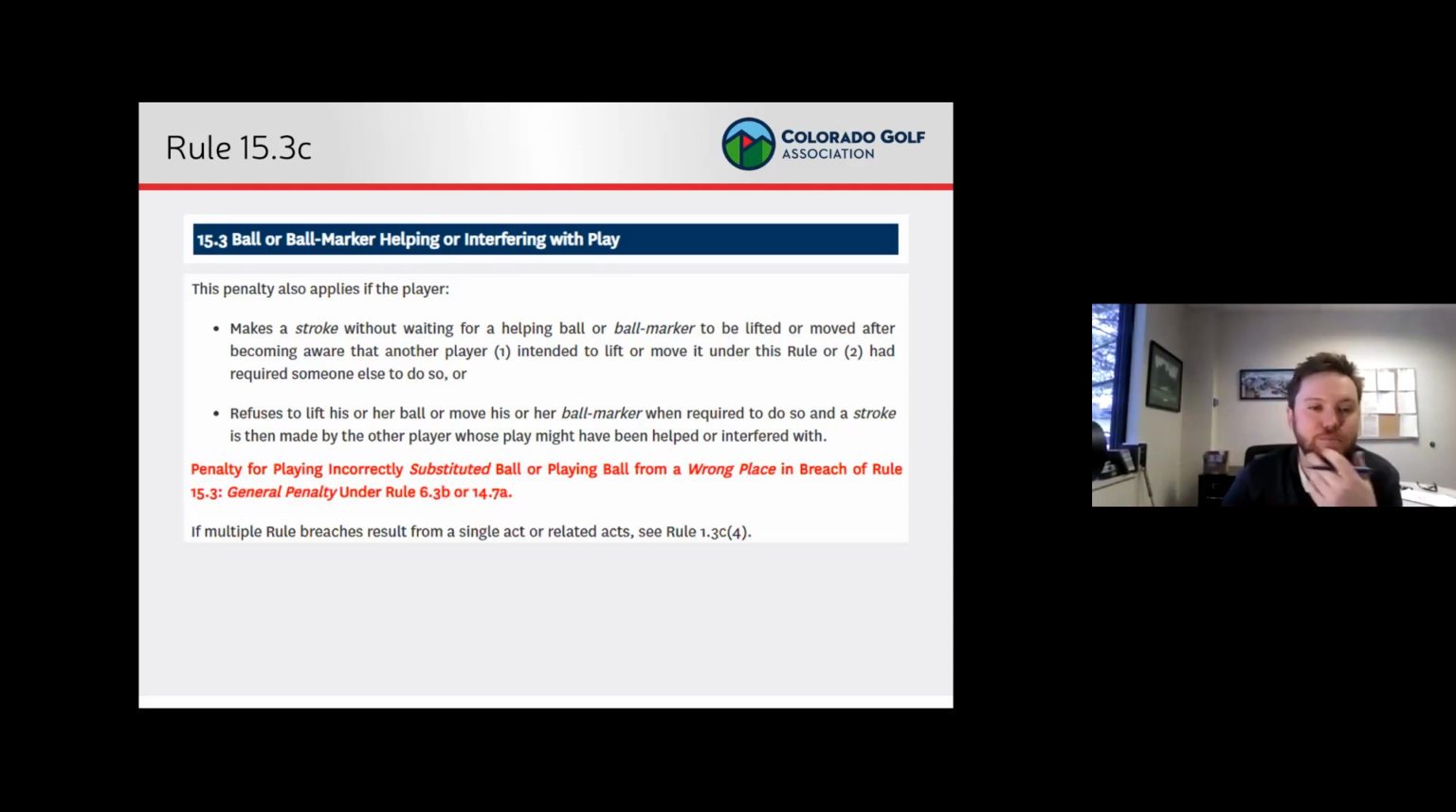And then it says the penalty for playing incorrectly, substitute ball, or playing a ball from the wrong place in breach of Rule 13.3, the general penalty. And then if multiple rule breaches from a single act or related act occur, see Rule 1.3c(4).